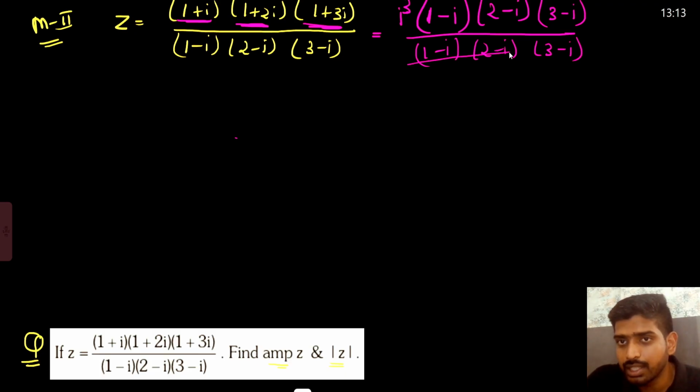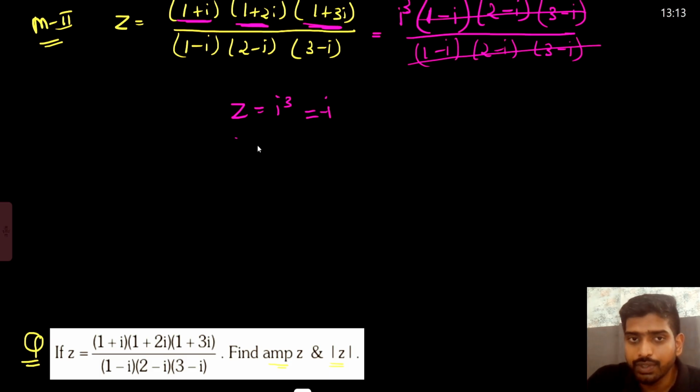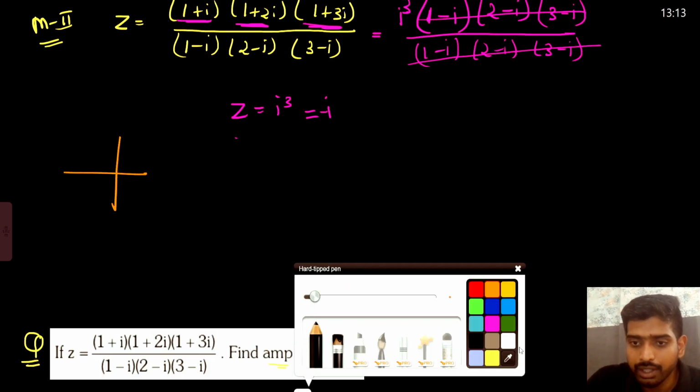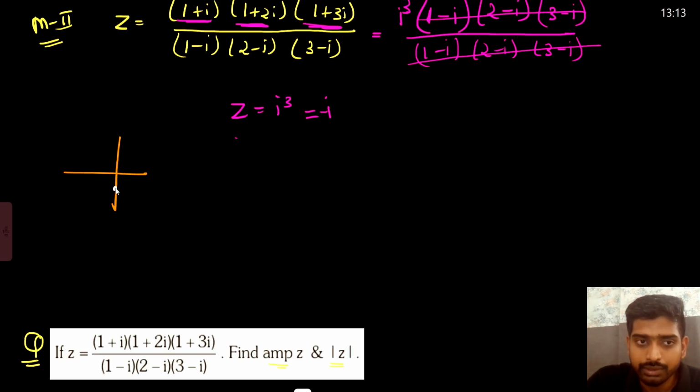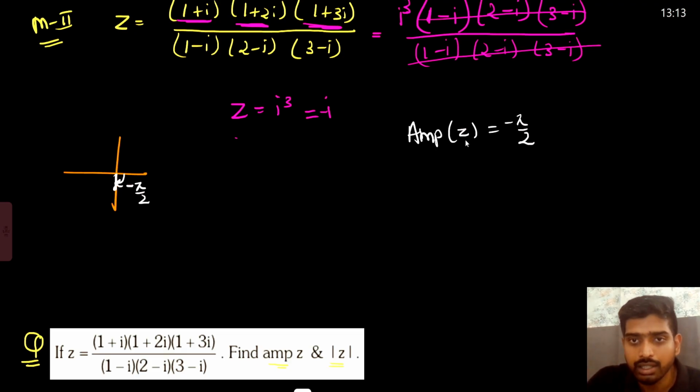As you can see, these three and this are the same. So the given complex number is nothing but iota cube. Iota cube is minus iota. So where this minus iota lies, if you see, minus iota will be somewhere here. Got it? So what is the argument or the principal argument for this complex number? It is minus pi by 2. Here we got the amplitude of this complex number as minus pi by 2. Amplitude and principal argument are the same thing.